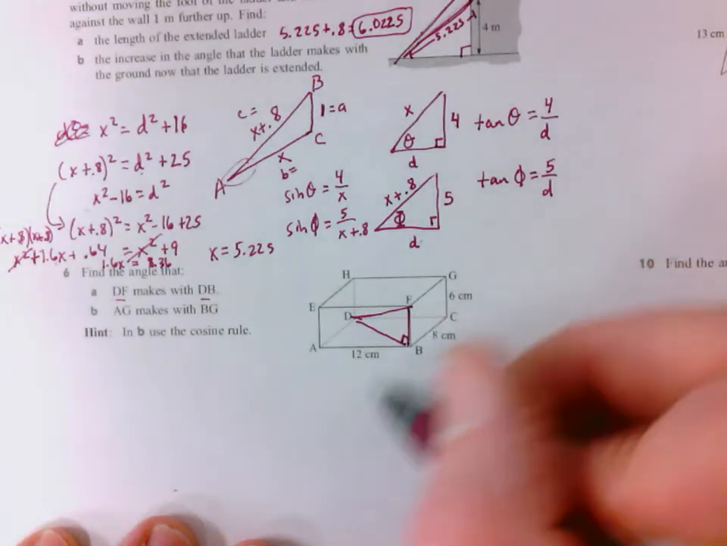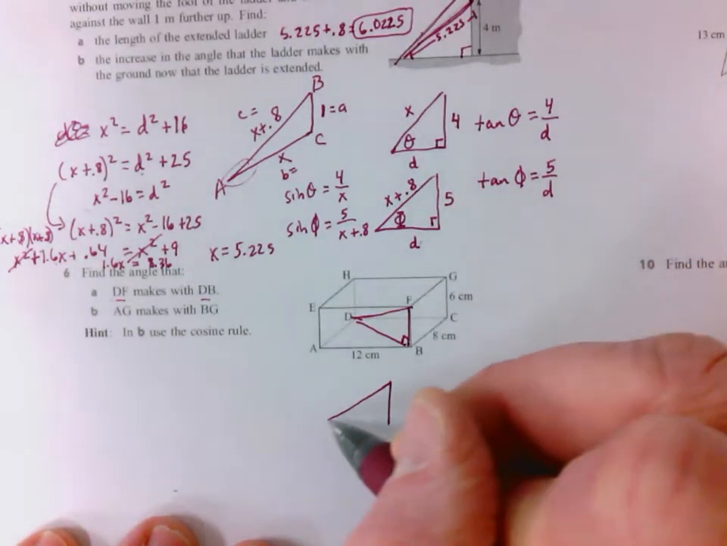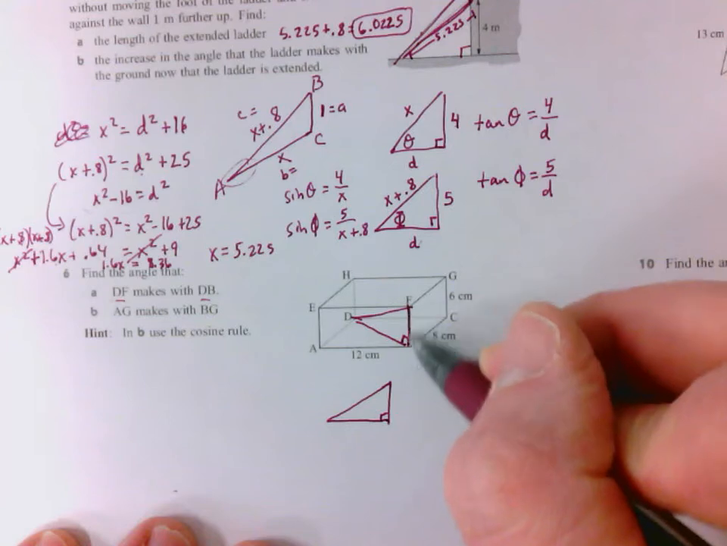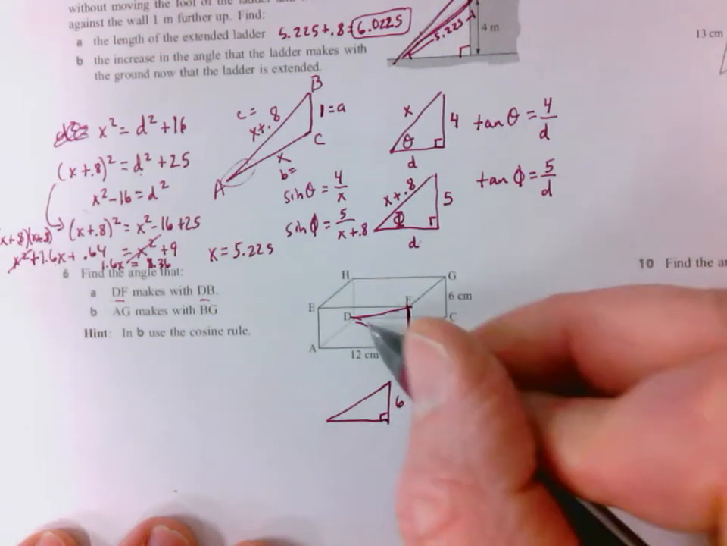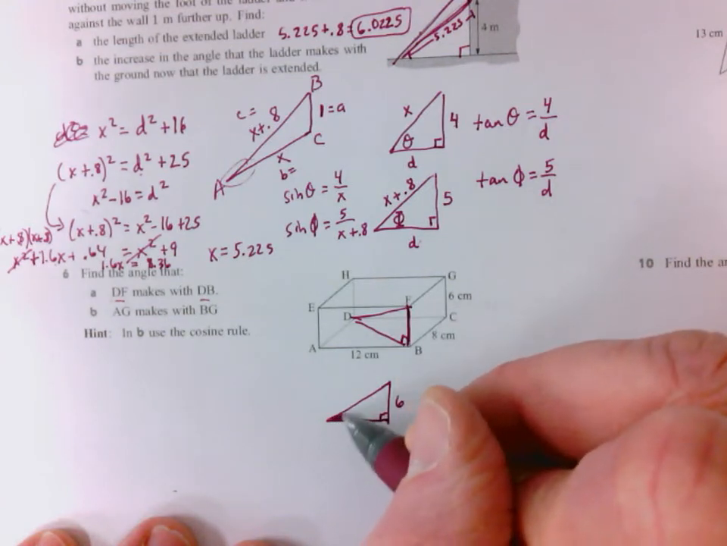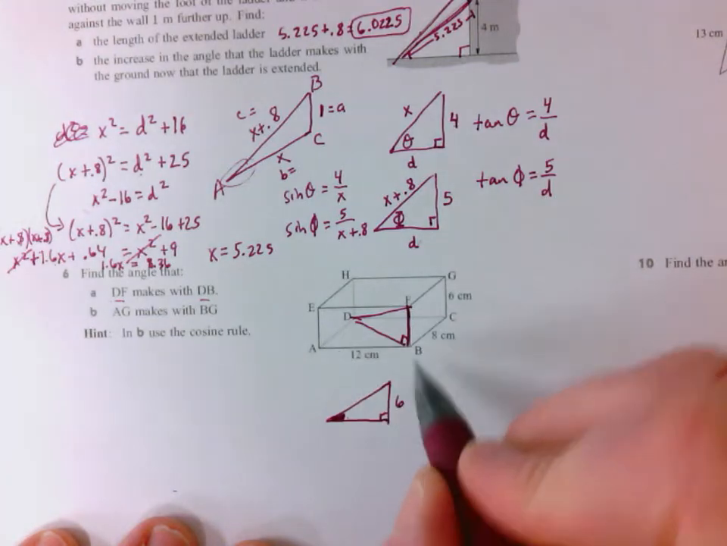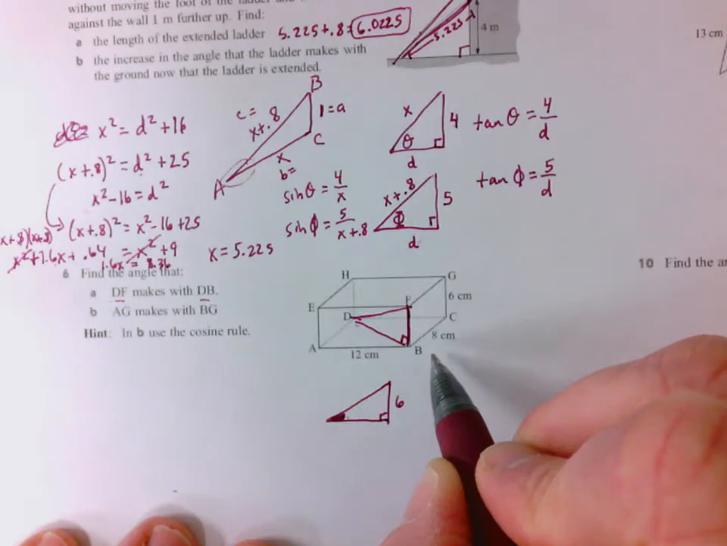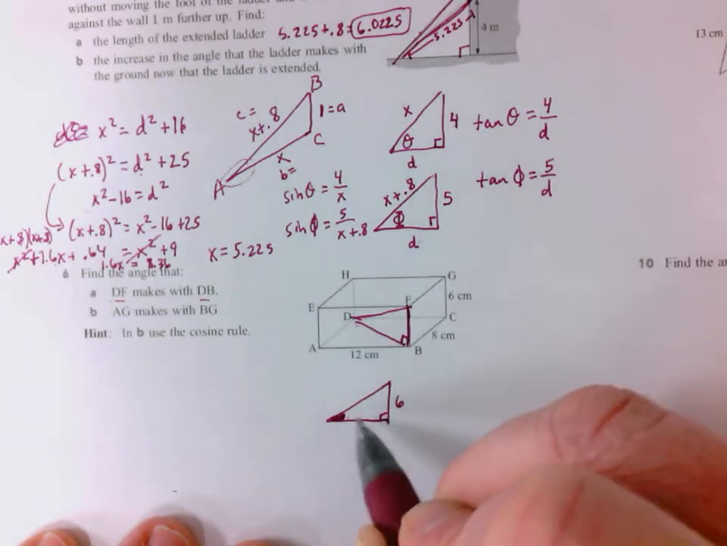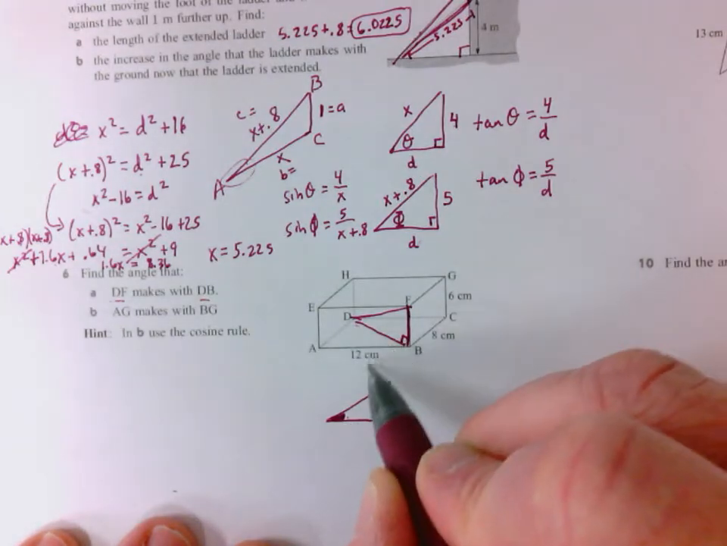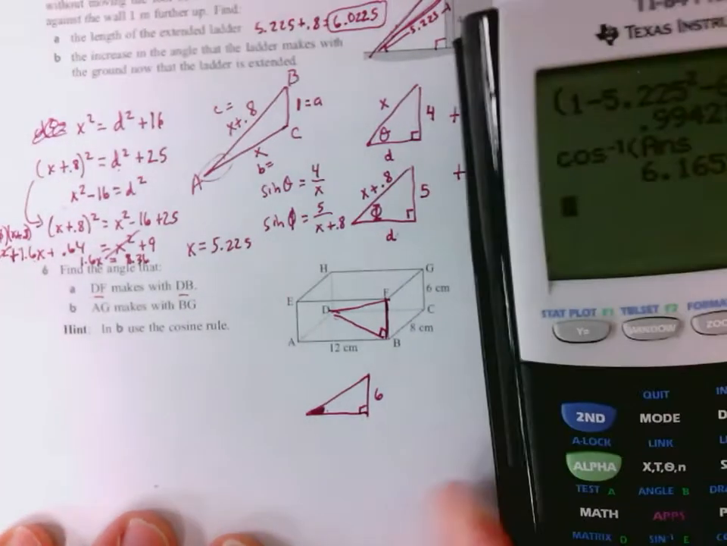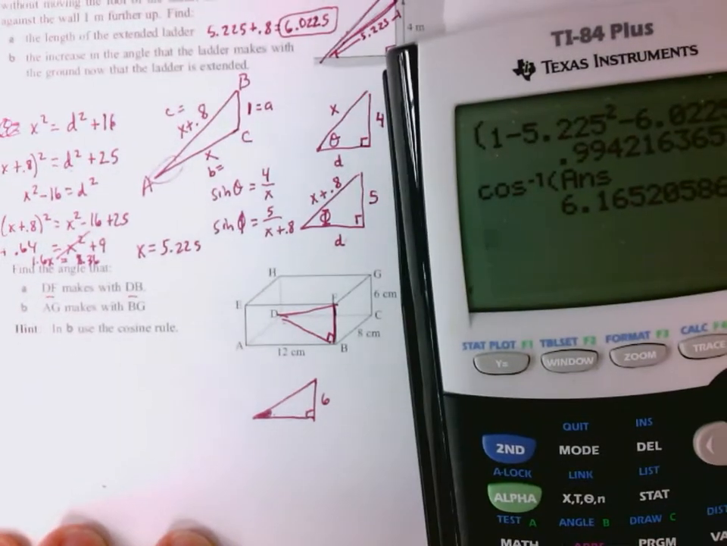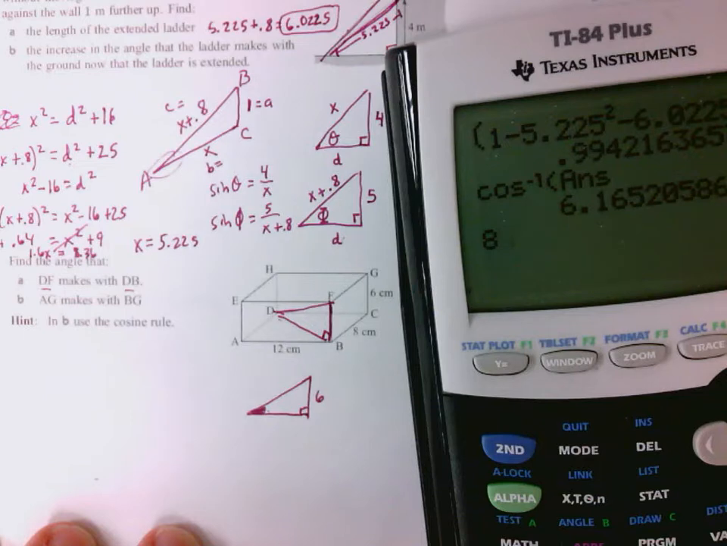So what do I know? I know if I take that right triangle out, I know this distance is 6. I need to find this angle right here, and I need to find the bottom of this triangle. And so it's the diagonal here. So the bottom of this triangle is the square root of 8 squared plus 12 squared.